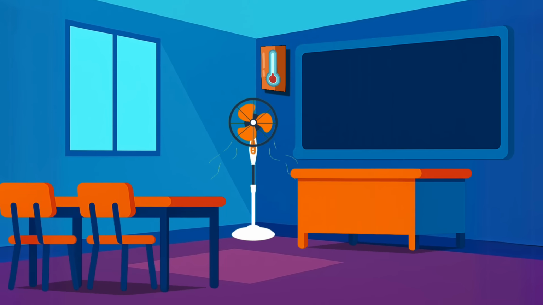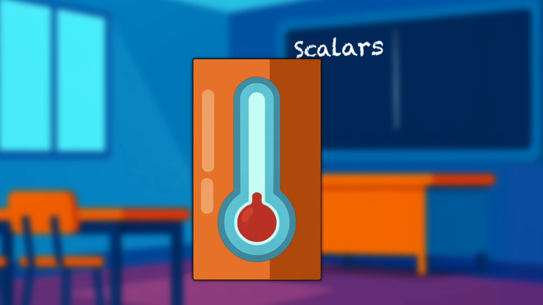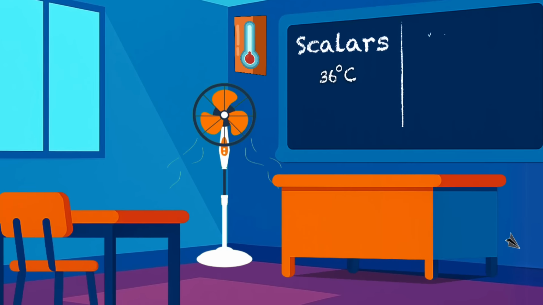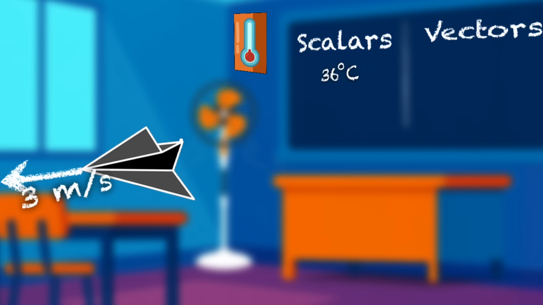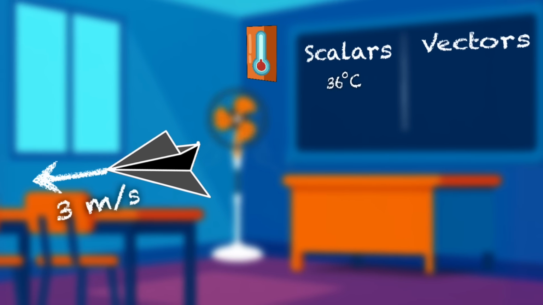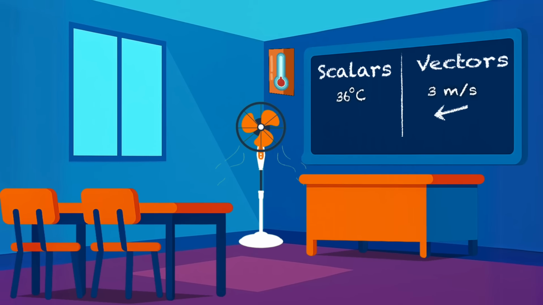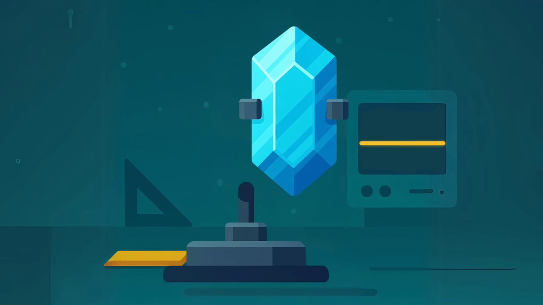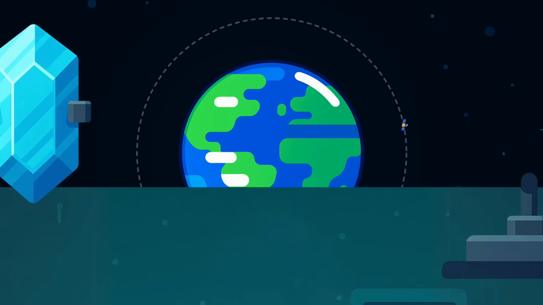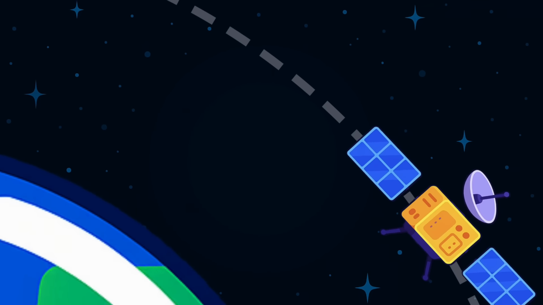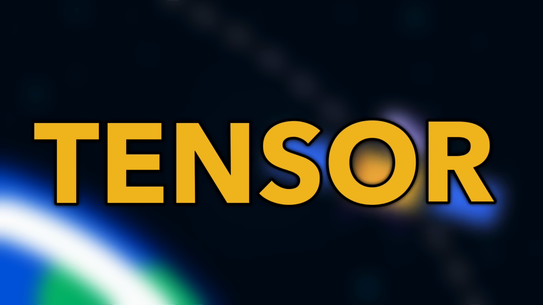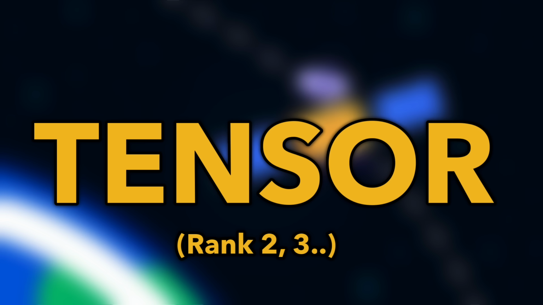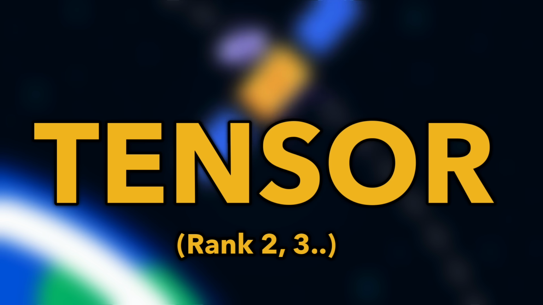In high school, I learned that physical quantities are either scalars, like temperature, which is just a number, or vectors, like velocity, which is a number and a direction. But there's a far more powerful mathematical object that shows up everywhere, from engineering to material science and even astronomy. It's called a tensor. To be specific, rank 2 and higher tensors. But here's a question. What the heck is a tensor?